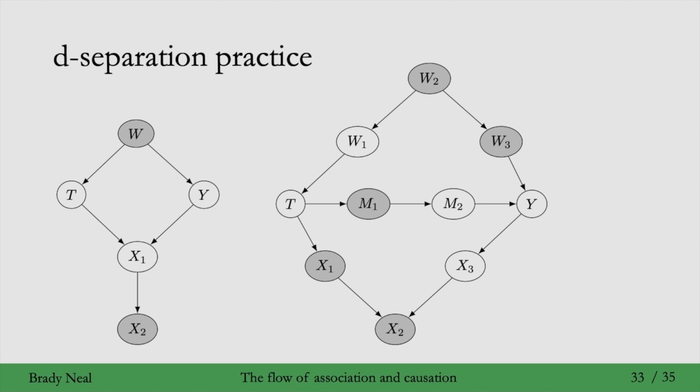It turns out that even though w blocks the path from t to w to y, x2, because it's a descendant of the collider x1, unblocks the path down below. So t and y are not d-separated given w and x2 because of x2 here. What if we were to not condition on x2? Then t and y are d-separated because x1 is a collider, so it blocks the path from t to x1 to y.